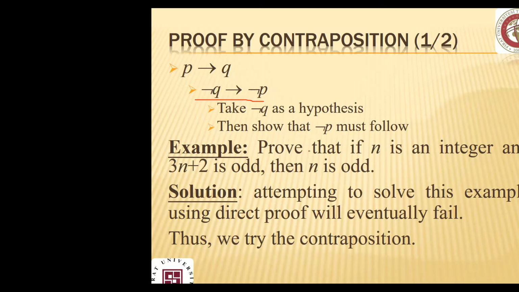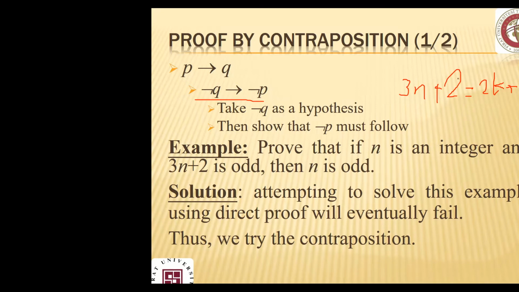Now let's take an example. Prove that if n is an integer and 3n plus 2 is odd, then n is odd. Now think about the direct proof. What do we have? Now n is an integer, okay, good. 3n plus 2 is odd. What's the definition of odd? 2k plus 1. So if we put 3n plus 2 equals 2k plus 1, where will we reach? It's really hard to answer. Sorry about this typing, I'm just using my mouse.